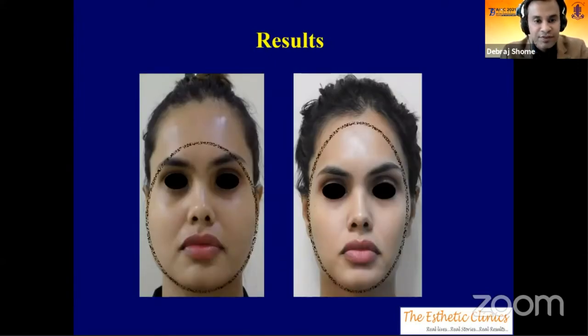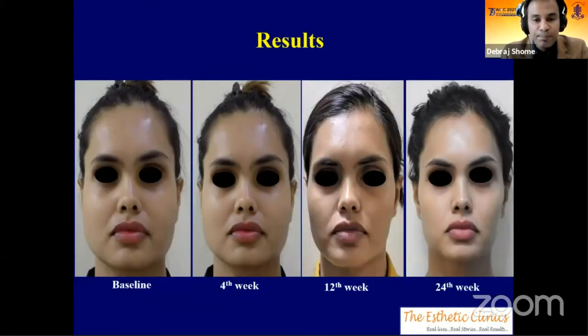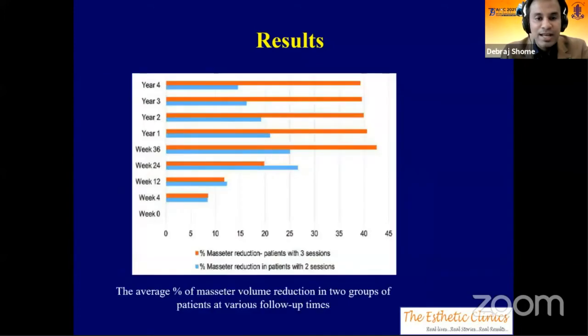Look at these differences. Look at how the shape of the face is changing over a period of time. And you can imagine, as the shape of the face changes, how much transformation can occur in the mind of a person. And you can see that if you've done 4 sessions of these, the results are there even 4 years later.